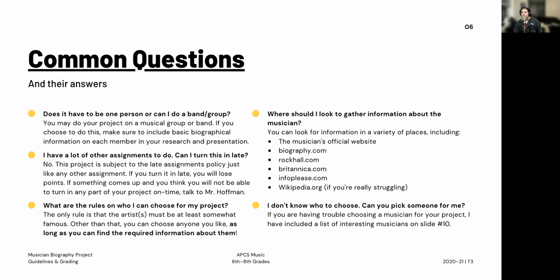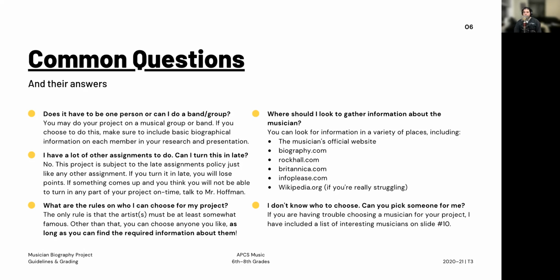I have a lot of other assignments to do. Can I turn this in late? No. This project is subject to the late assignments policy, just like any other assignment. So don't turn it in late. If you turn it in late, you'll lose points. If something comes up and you think you're not going to be able to turn in any part of your project on time, talk to me. I'm a reasonable guy, but you have to talk to me. You have to reach out, and we'll see what we can do.